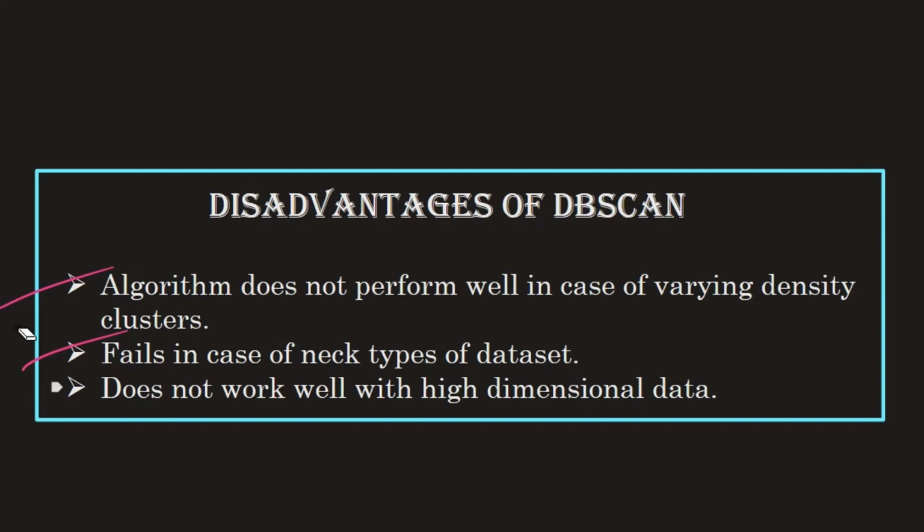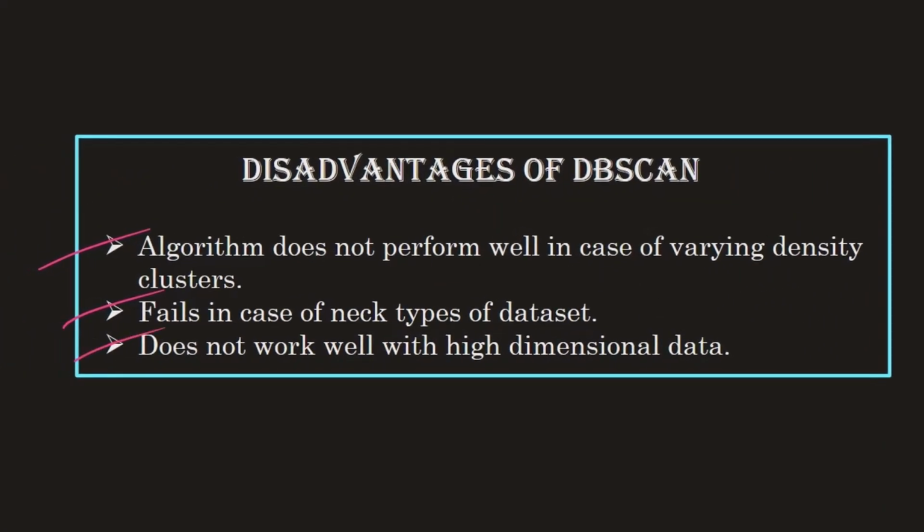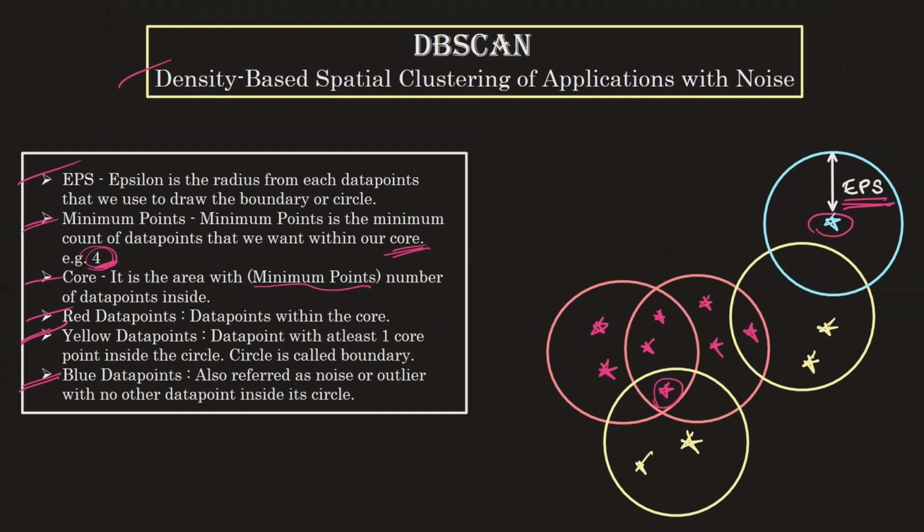Second would be it fails in case of neck type of data set. I'll try to explain what that is. This one right here, the image that you can see, is an example of a neck type of data set where there is no marginal difference between two clusters. It has few data points creating a neck between two given clusters. And this is one of the scenarios where DBSCAN has some limitation. And lastly, it does not work well with high dimensional data. So if you have too many features within your data set, then again the performance of this particular clustering algorithm will start declining. Okay, so I hope that now your understanding around this topic is pretty much clear.